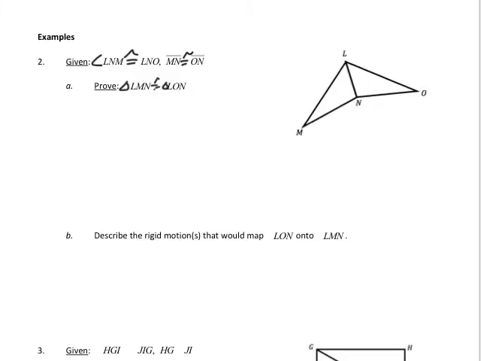So here's our first triangle proof. When you're given a proof, you're going to be given a set of things to start with, and then you're going to be asked to prove something else. So here's the beginning part. Given, in this diagram over here, angle LMN is congruent to angle LNO. I'm missing my little angle symbol there. And MN is congruent to ON. I want to prove the triangles are congruent.